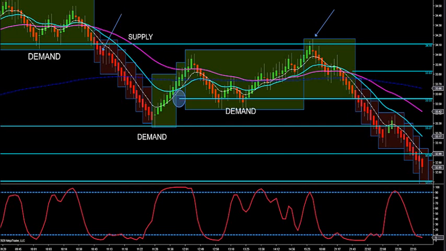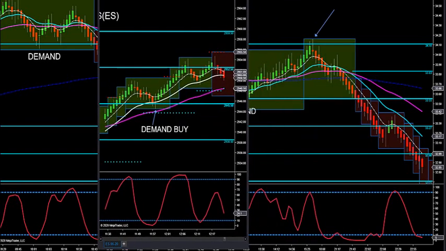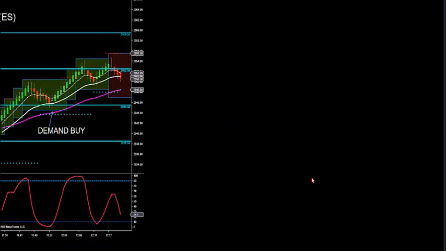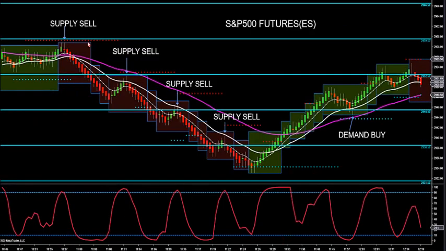All right, the same thing happened on the S&P. Let me show you the technique that we want to do and what we're going to do today. S&P, let me bring it over. What we want to do is, here was a supply line yesterday. Supply line, supply line, supply line, supply line, demand. S&P 500 futures.